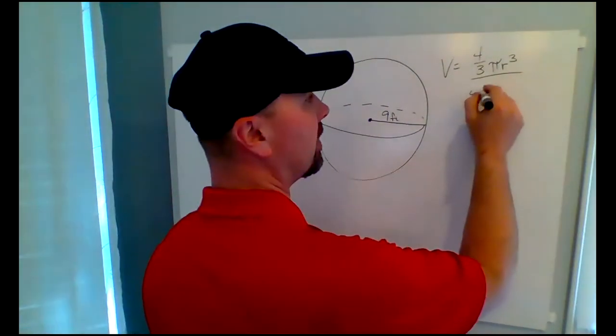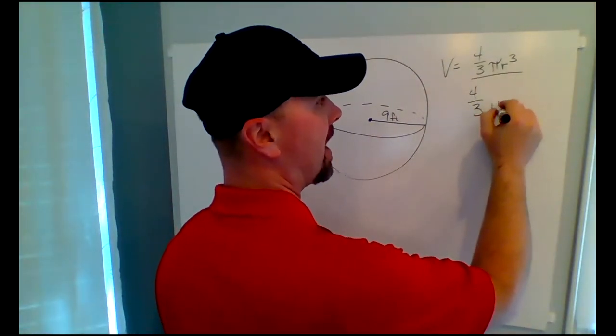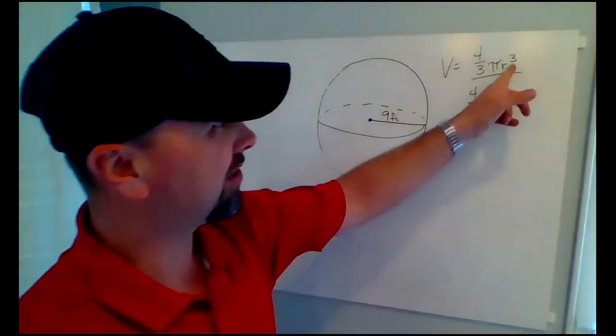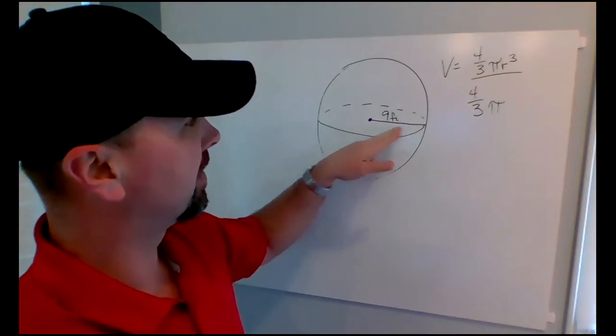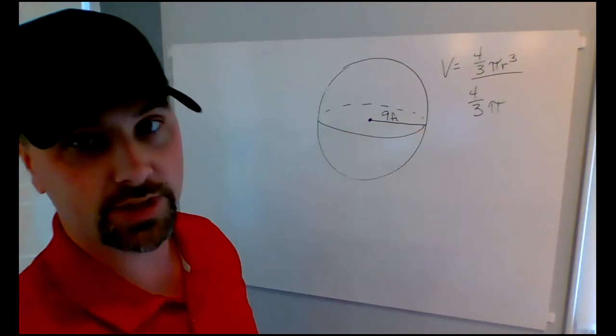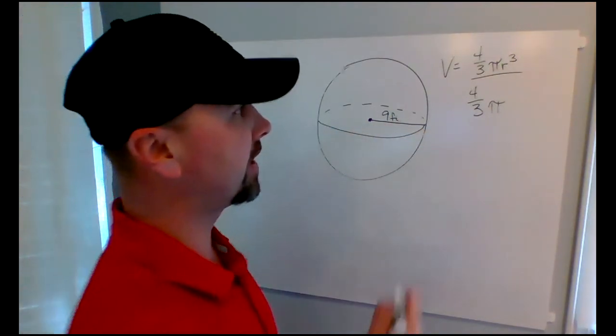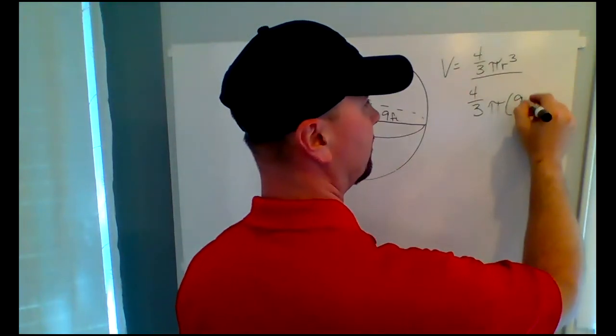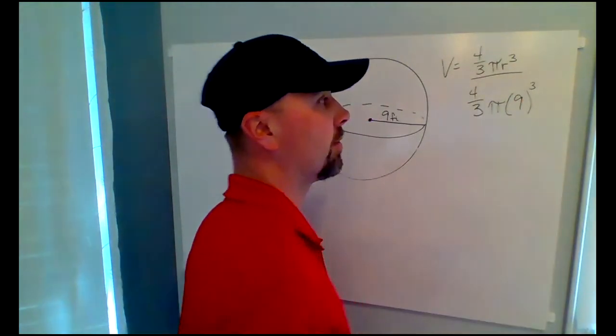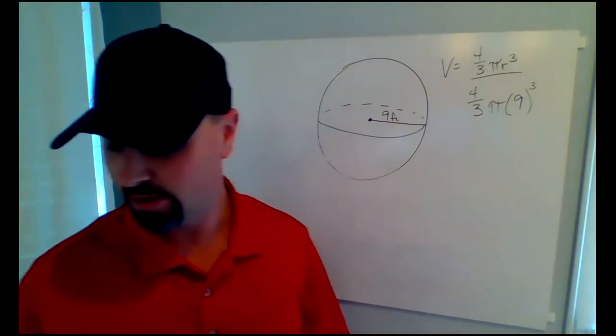4/3 is always going to be part of it. Pi is always going to be part of it. We just need the r, which is the radius. Again, radius is from the center to the edge. So the 9 is the radius. Plug that in, to the third power. All right, so let's see what happens.